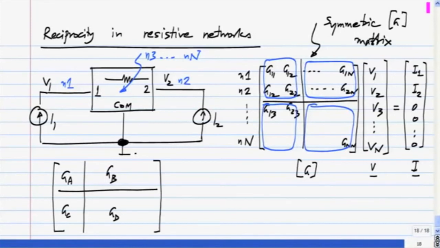Now clearly GA is just a 2 by 2 matrix. GB has 2 rows and n minus 2 columns, it is 2 times n minus 2, and GC is the complement of that, which is n minus 2 rows and 2 columns, and GD has n minus 2 rows and n minus 2 columns. And this times the variable vector V equals the source vector I.